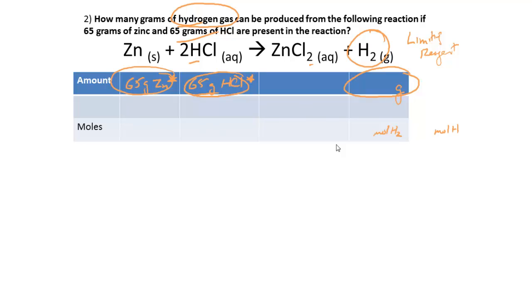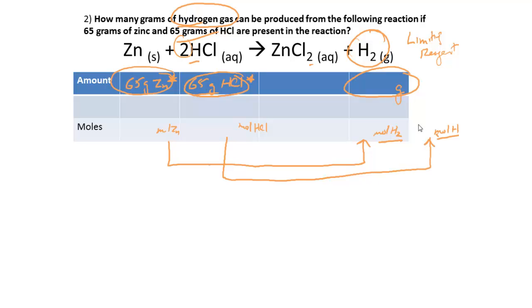We want to think grams. Well, I can't convert to the moles of H2 unless I first convert to the moles of Zn and moles of HCl, because then I can use my handy-dandy molar ratios to go from there. So I want to get to the moles of zinc and the moles of HCl, and then from there I can use my molar ratio and figure out which one is the limiting one. Which one will produce less? So let's do that first.